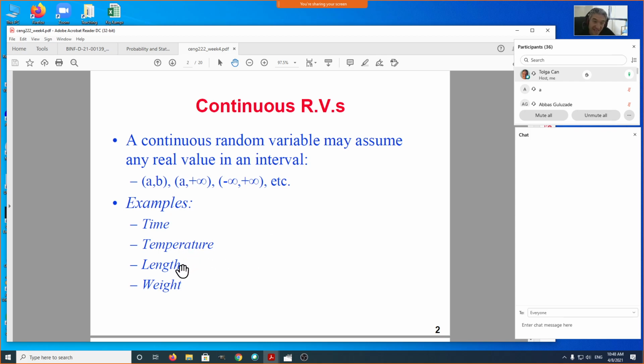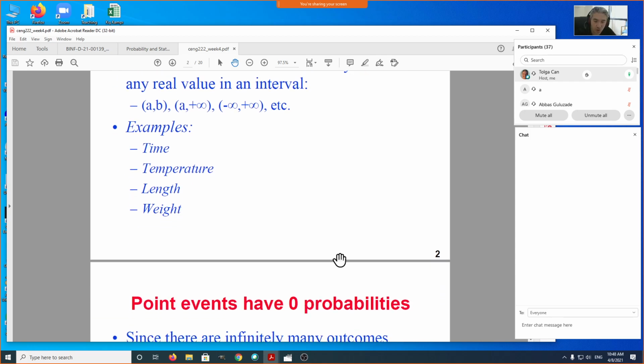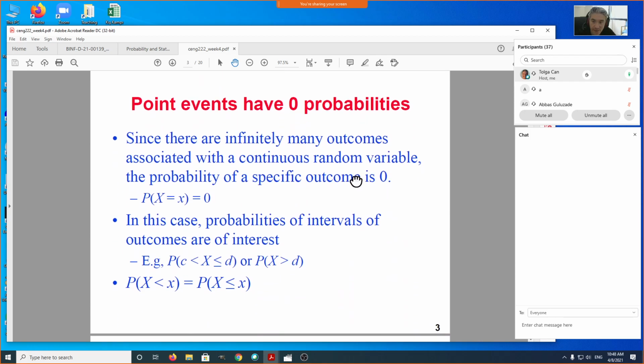When you're measuring length, again, it starts at 0, goes all the way to infinity. Weight, similarly. Some of them are non-negative, but some measures can be negative. But if you're measuring something which can take some real values, then we may treat it as a continuous random variable. And we also talked about this when we were talking about continuous random variables. Point events have 0 probabilities.